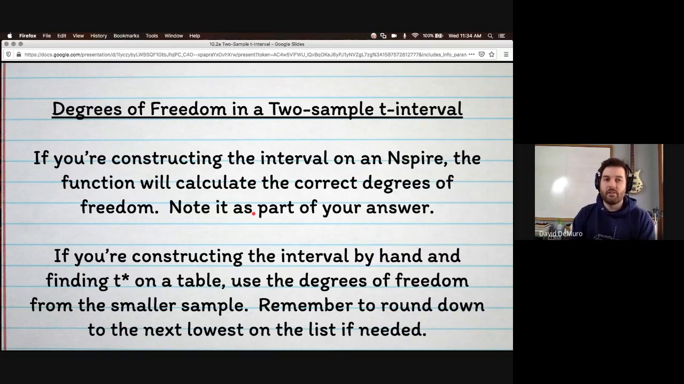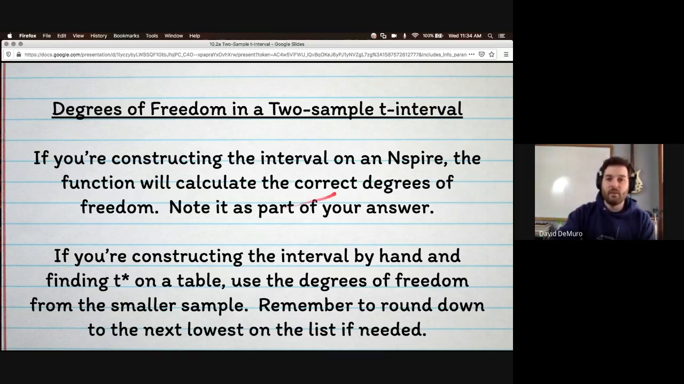One extra detail that you need to know about when we're dealing with means in a t-interval is that we need to deal with degrees of freedom. Now, in the past, we've seen that degrees of freedom is the sample size minus 1, and when you're dealing with just one sample, that's how it's going to be. But if you're dealing with two different samples, it's a little more complicated. So I want to break it down into the two ways you might be finding your interval.